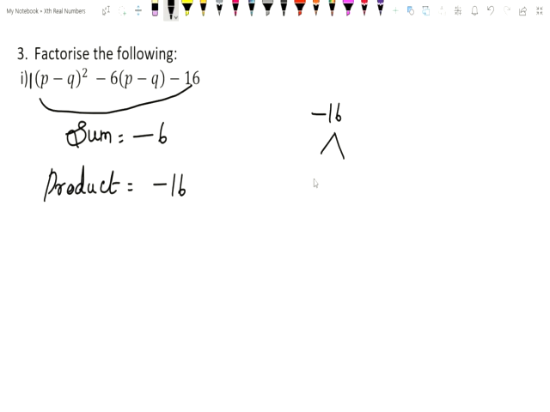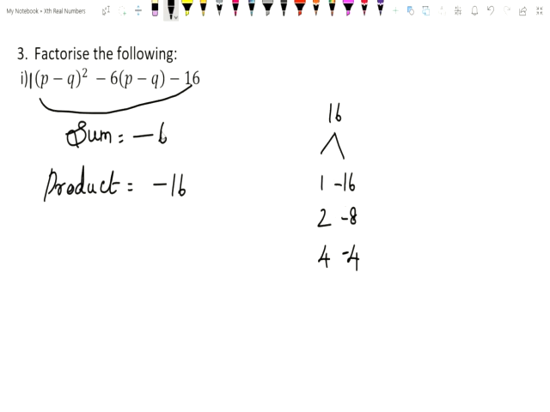Find out the factors. Just take it as 16 alone. 1 into 16, 16. 2 8s are 16. 4 4s are 16. Here sum is negative, product also negative. So bigger number negative, smaller number positive. Here both are equal, so any one you should give minus, another one is positive. Then only we will get minus 16. 4 into minus 4, you will get minus 16.